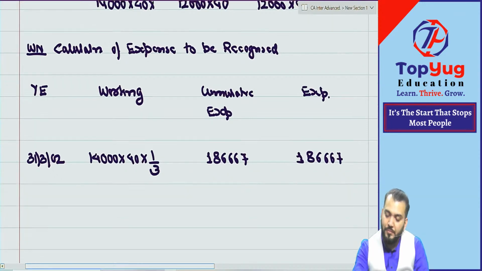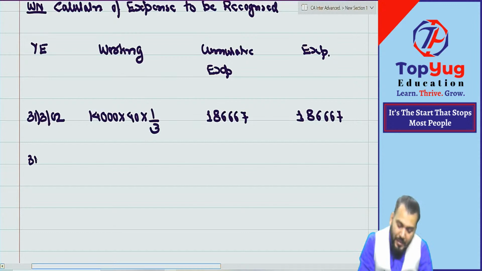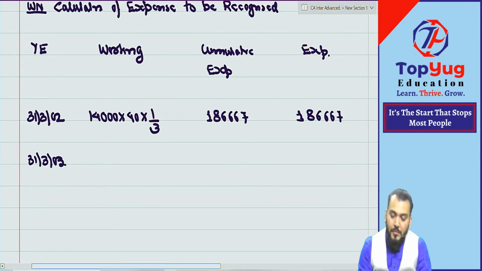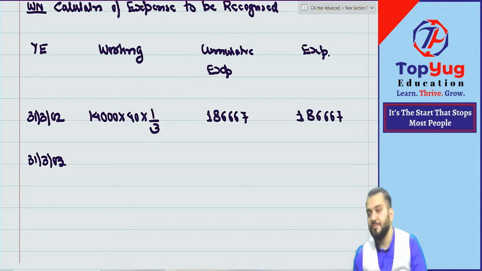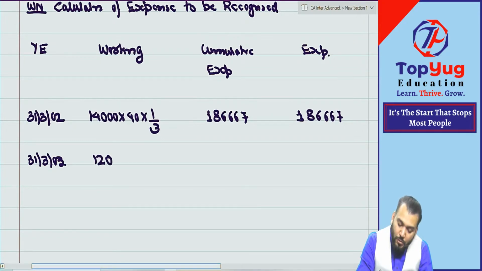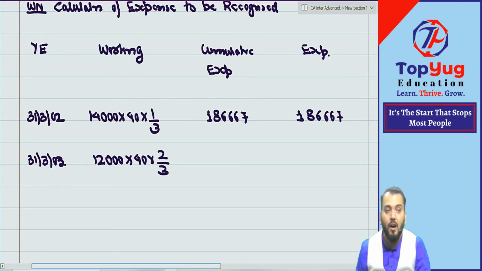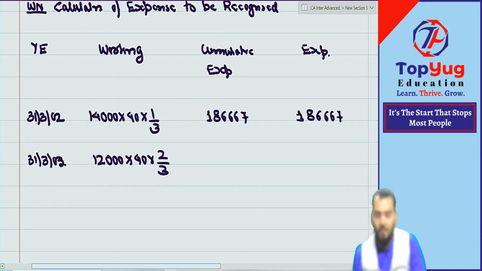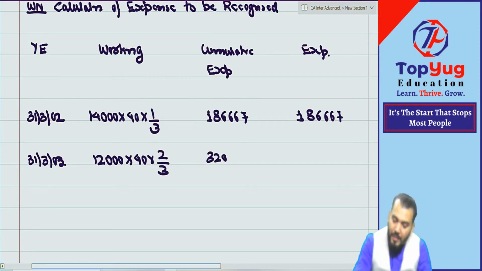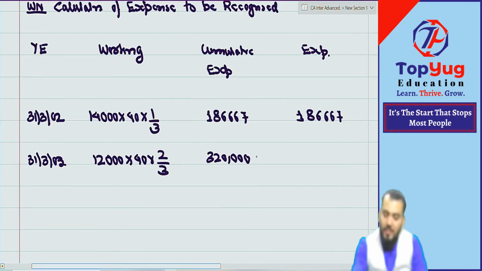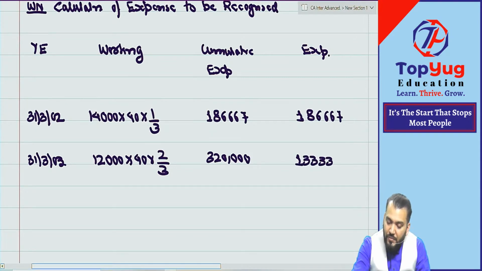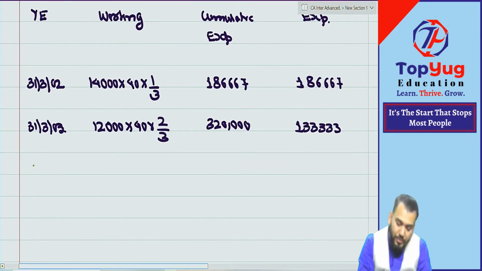Very good, excellent. Then we'll come to the second year 31st March 2003. How many options? 12,000 into what? 40 into what? 2 by 3. How much? 3,20,000 minus what? This minus curve. What is the answer? 1,33,333. Good.